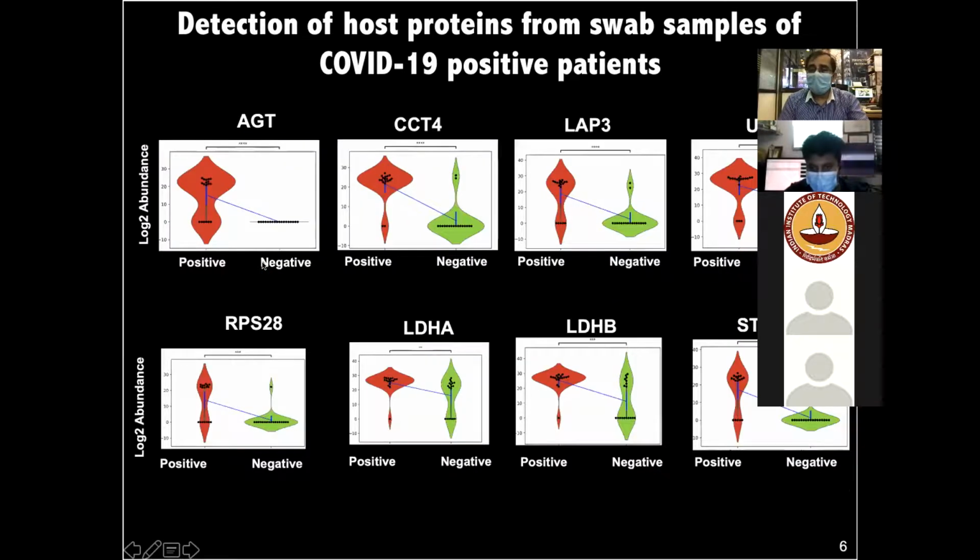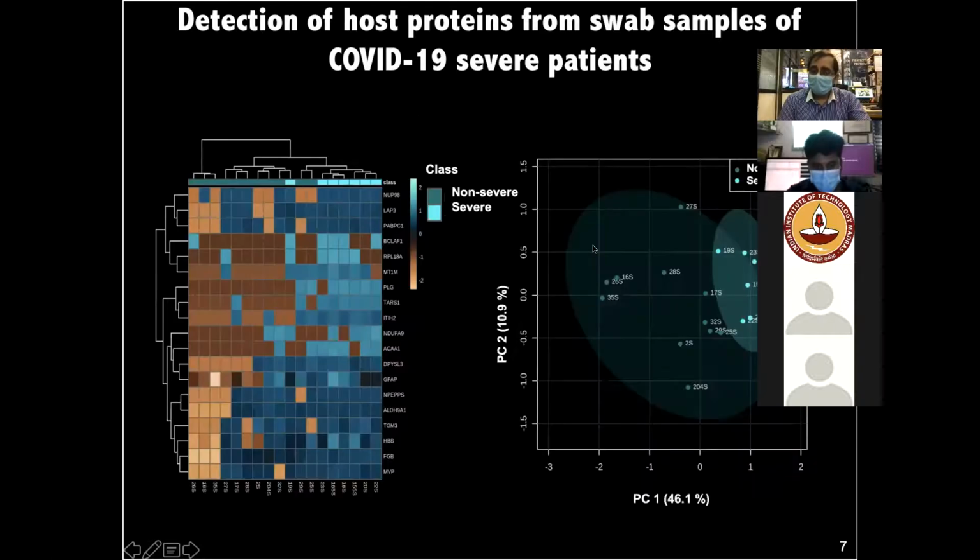Can we look into which proteins are showing the maximum change? Several of these proteins, especially lactate dehydrogenase and angiotensinogen, are also clinically relevant, which have been shown in the different clinical tests that they are showing difference in the positive and negative patients.